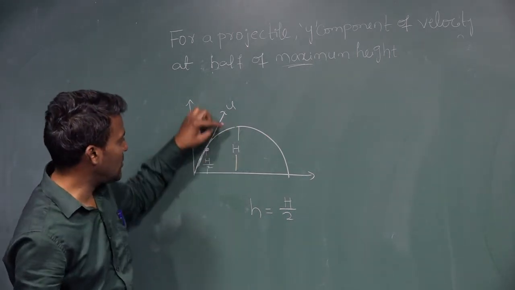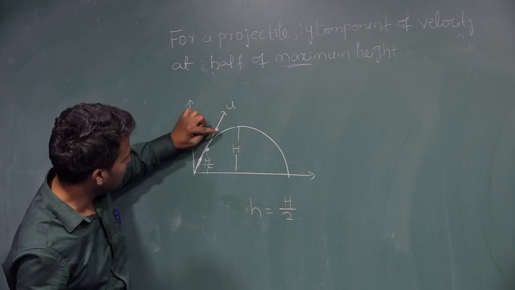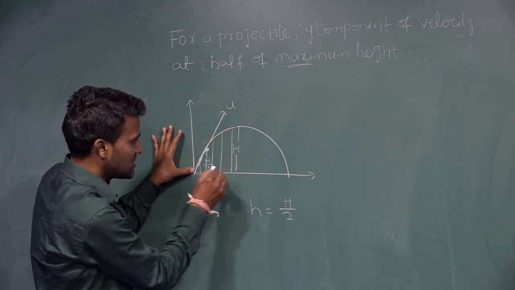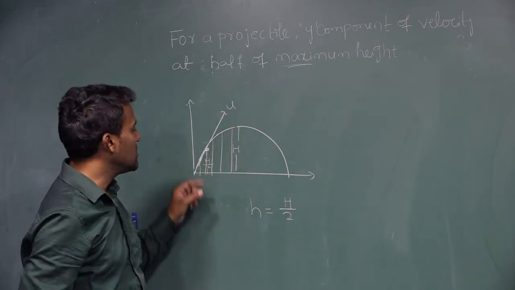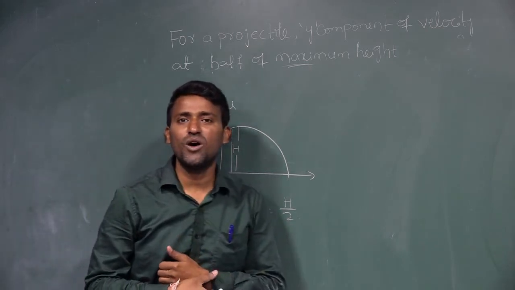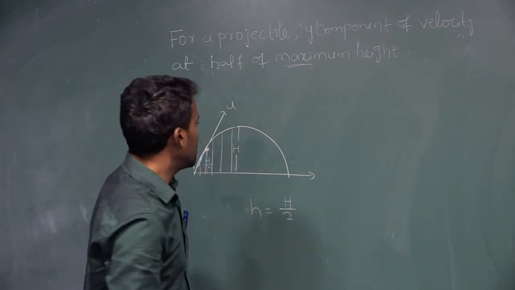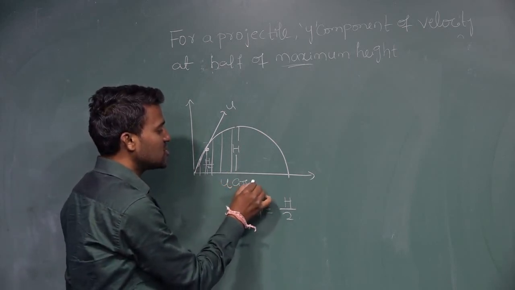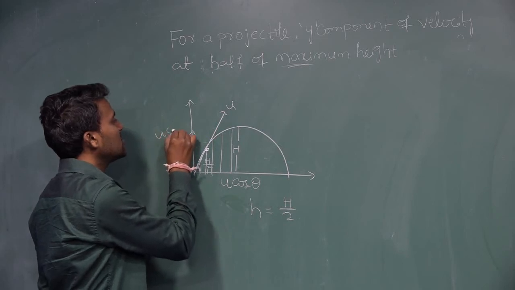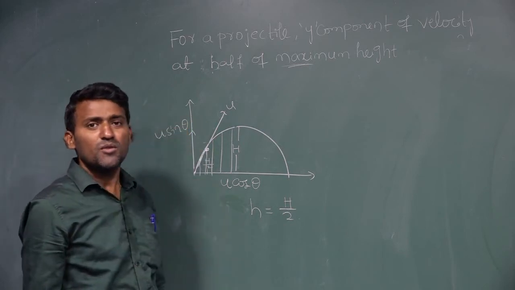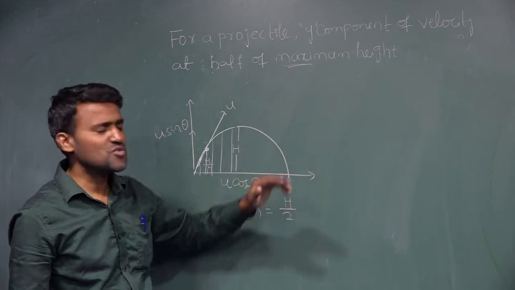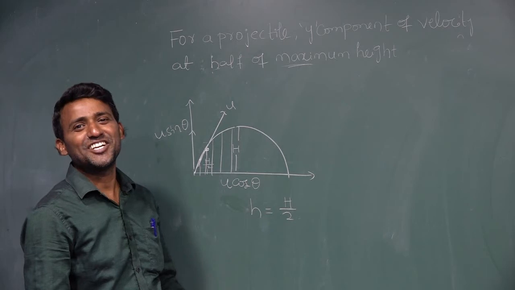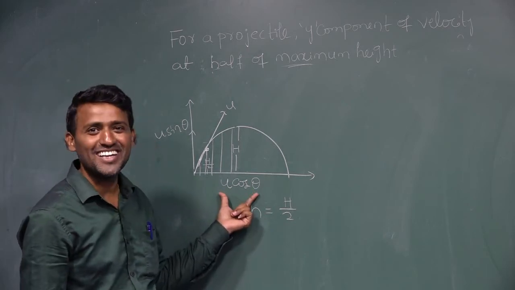This is the full height. While you are going along this direction, the height is gradually increasing. So at half of the maximum height, what is the velocity? First, u can be resolved into two components, as you know very well: the horizontal component is u cos theta, and the vertical component is u sin theta. But they are asking about the vertical, so there is no need to discuss the horizontal. Our work is somewhat reduced now.